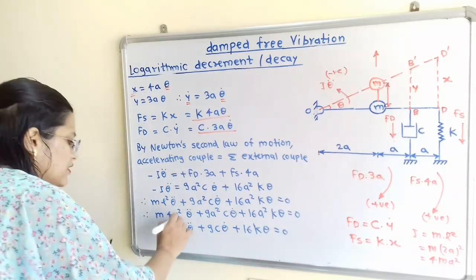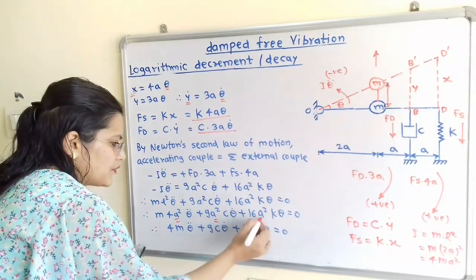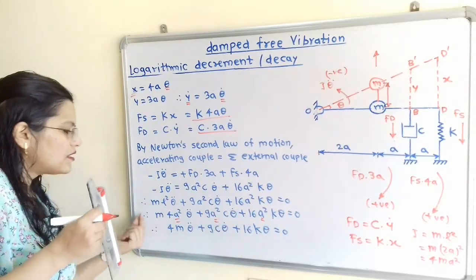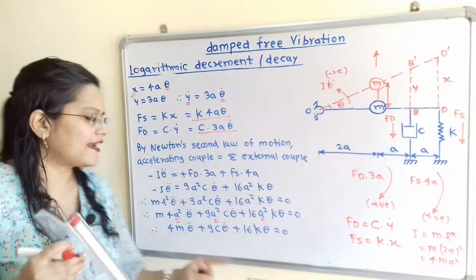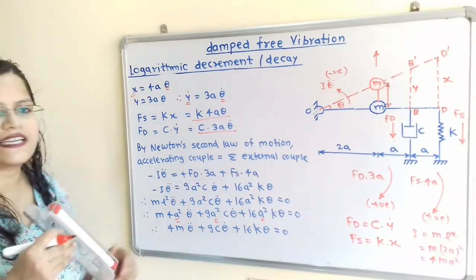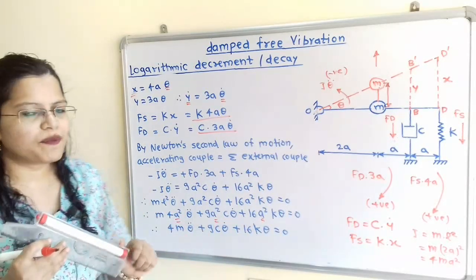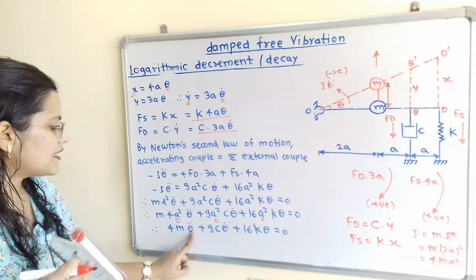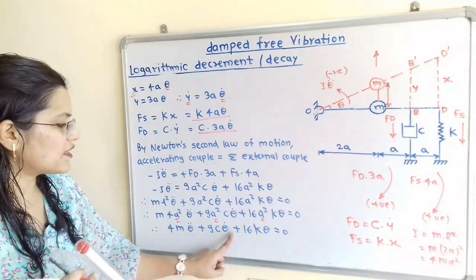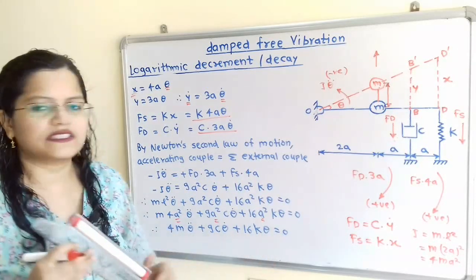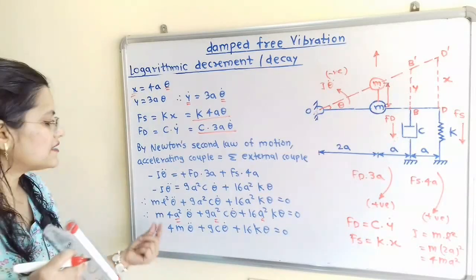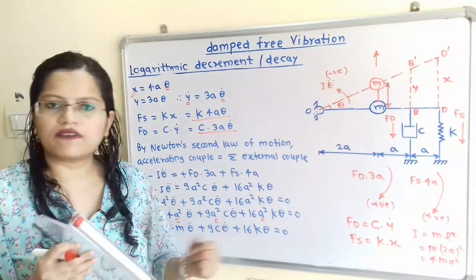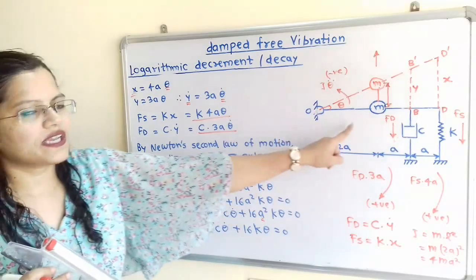Now if we observe, a square is common, so if we take this common term out, then a square gets cancelled. So what is the simplified form? 4m theta double dot plus 9c theta dot plus 16k theta is equal to 0. So we can say that this is the differential equation of motion for the given system.